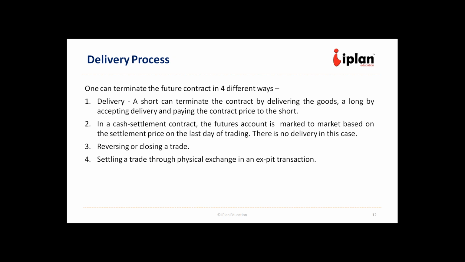Now, reversing or closing a trade. Reversing and closing means if you are in a buy position, you sell the contract and close the position. So you buy a position, you sell it, you close the contract, or you have already sold, you buy the same contract and you close the position. That is reversing or closing a trade. So delivery is you deliver the underlying asset, cash settlement is daily marking to market settlement, and reversing or closing a trade means if you have a buy position, you take a sell, and if you have a sell, you take a buy and close the trade.